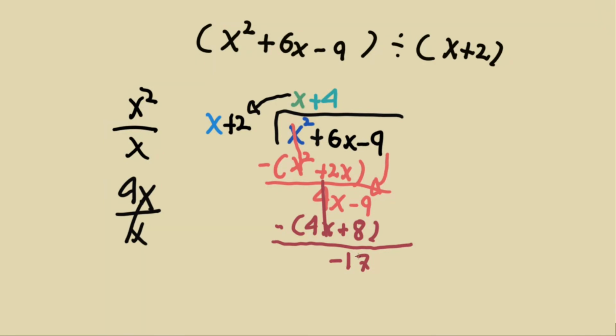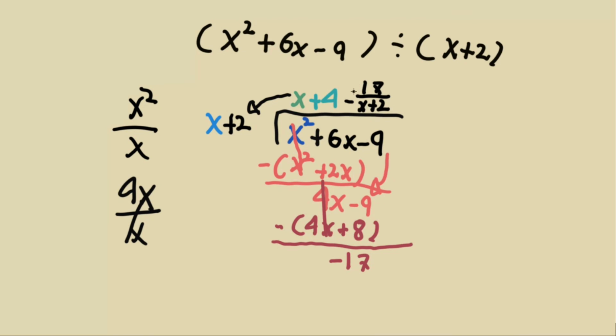Now that we have a remainder, what do we do with this remainder right here? Well, what we do with this remainder is just put it over this right here. So what it actually will be is minus 17 over x plus 2.